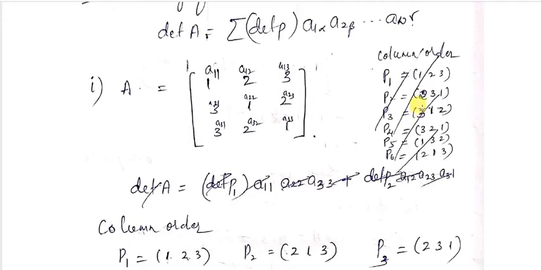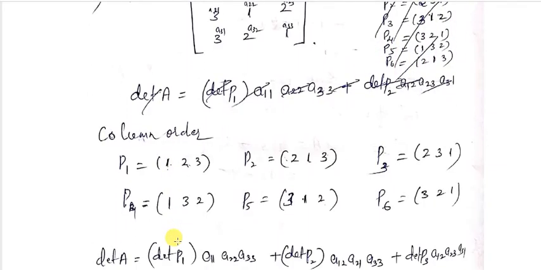Next, P3 we can write with reference to P2. After 2 comes 3, after 3 it is 1, after 1 it is 2. Here, simple algebra is used. Then, to write P4, P5 and P6, we have to consider P1 in reverse order, that is 3, 2, 1, and then write its cyclic order. Otherwise, here I have written one more cyclic order. You can match this order, and these two are the same. We cannot form more than 6 permutation matrices.